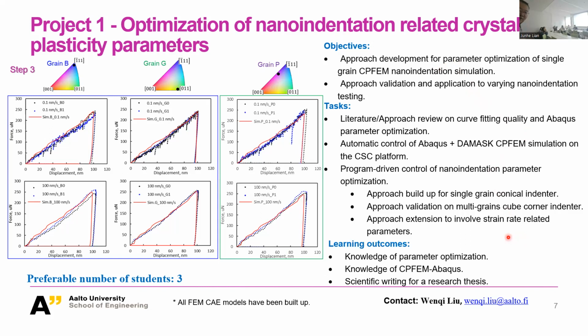Do we have one more slide? Okay, there are some learning outcomes as I described already to you. First, you will get the so-called optimization algorithm knowledge from this project, and then you know how to run a crystal plasticity model, and you know how to run FEM simulation. And lastly is about writing a research report, I would say. I think that's all for project 1.